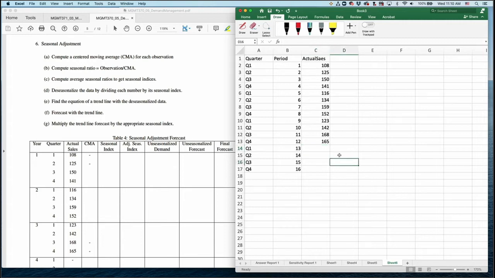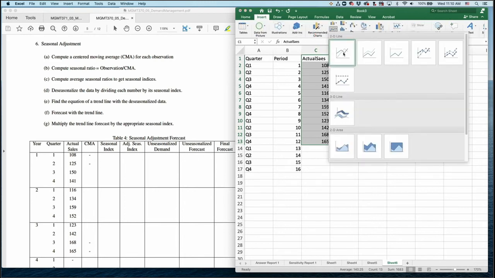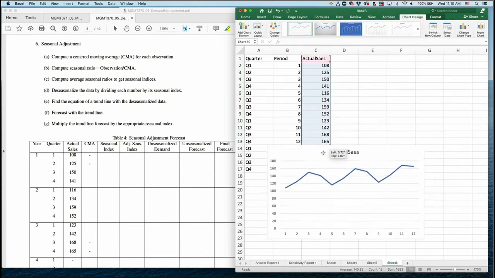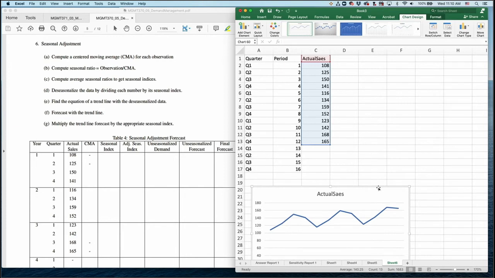And if you visualize data, you can plot this one. Then you can think about this kind of a trend. There must be some up and down. Also, there must be some upward trend, right? So that's why we can take into account trend as well as seasonal factor. So first of all, you can compute the CMA, centered moving average.